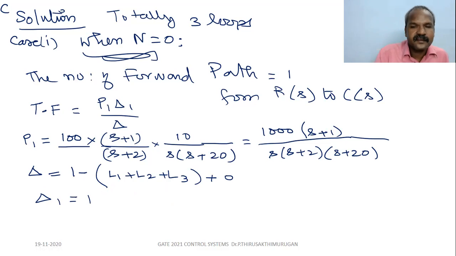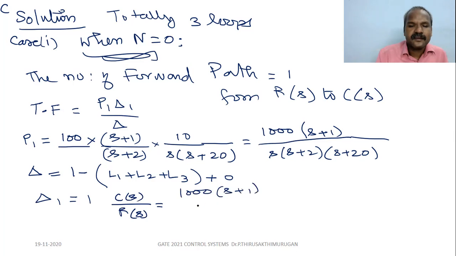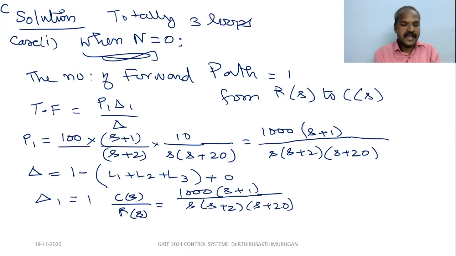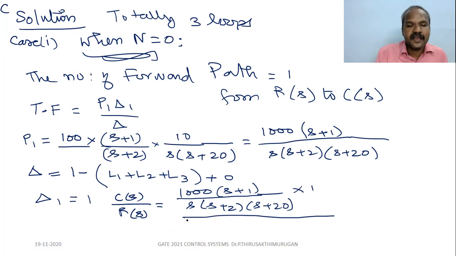The transfer function is C of S by R of S equal to P1 delta 1 divided by delta. What is P1? 1000 into S plus 1 divided by S into S plus 2 into S plus 20. Am I right? Clear? Any doubt? Divided by delta, and delta 1 is 1. What is delta? 1 plus L1, L2, L3.